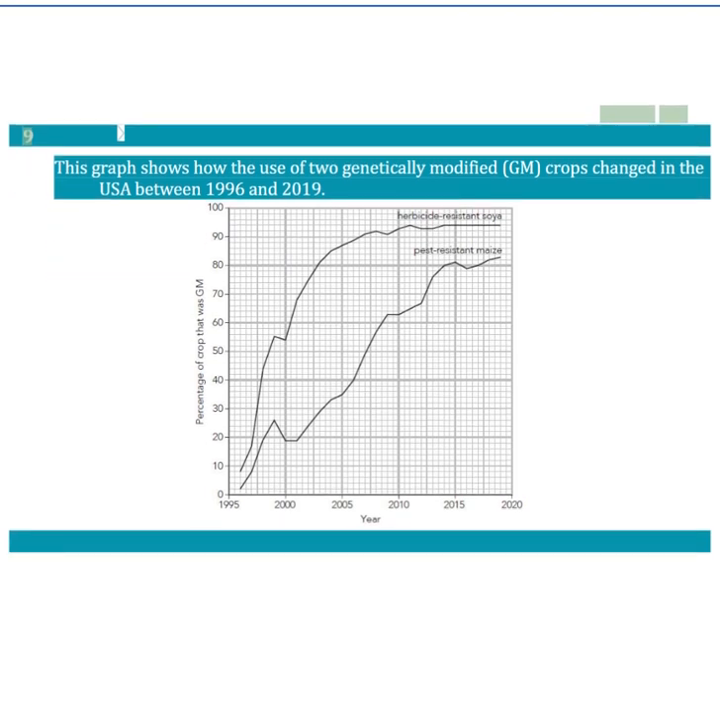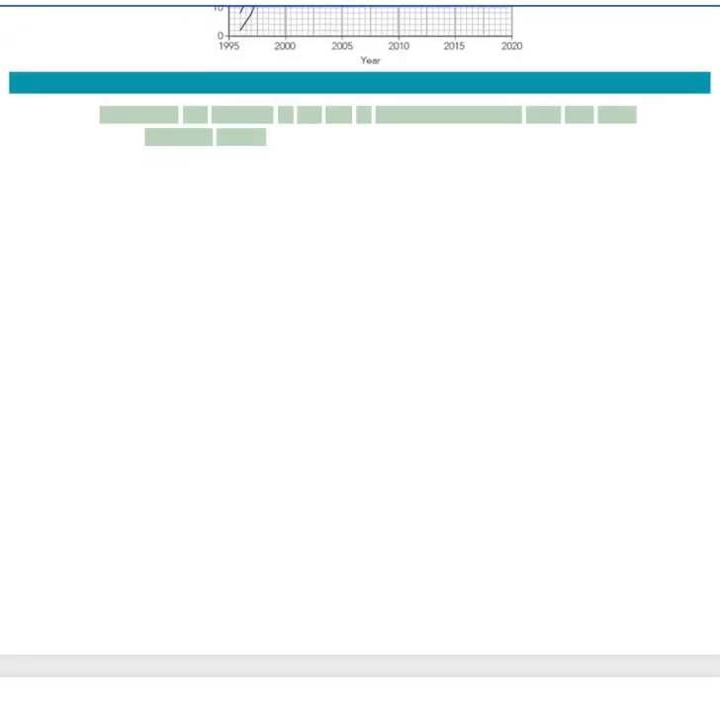9. This graph shows how the use of two genetically modified crops changed in the USA between 1996 and 2019. A. Compare the changes in the use of herbicide-resistant soya and pest-resistant maize. B. Explain why growing maize that is resistant to insect pests can be advantageous to both the farmer and the environment. C. Evaluate the advantages and disadvantages of growing herbicide-resistant soya rather than non-GM soya.